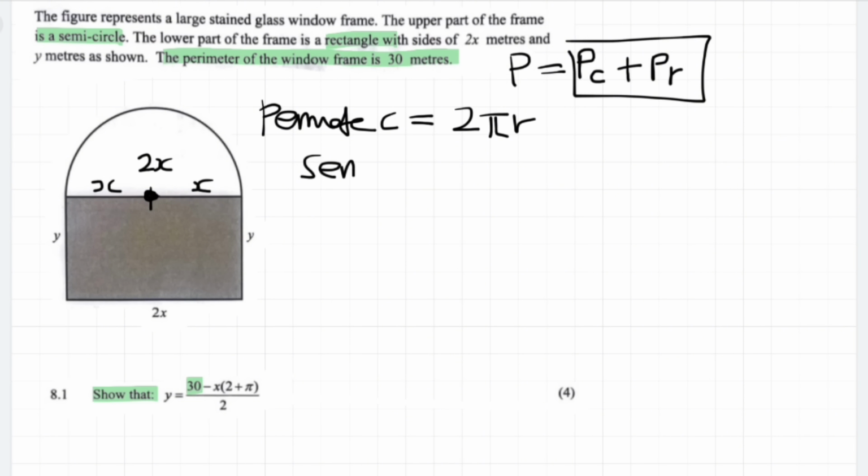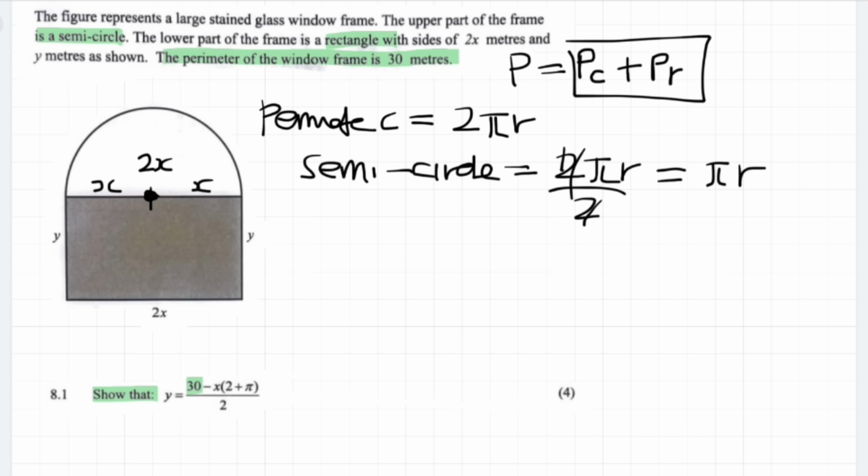So for a semicircle, our perimeter is going to be half of this. Let's just divide the full one by 2. So the perimeter of this one is going to be pi r. So what is our r? Our r is x, our radius is x. So now we did find the perimeter of the semicircle. The perimeter of the semicircle is pi r, which is pi x, just like that.